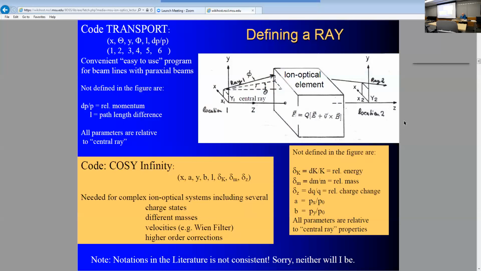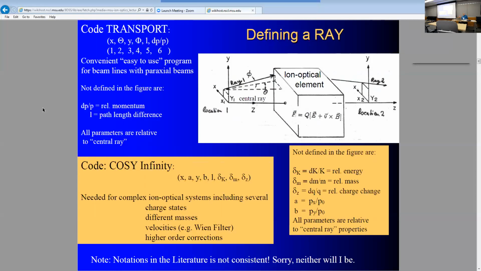And in location 1, you would define a ray as something which has, in the transport notation, 6 parameters, that is x, theta, y, phi, L, and delta P over P. So x and theta is in this plane, in the coordinate system, z is in the direction of the beam, x to the left, and y vertically. That is what is used in ion optics as we know it.